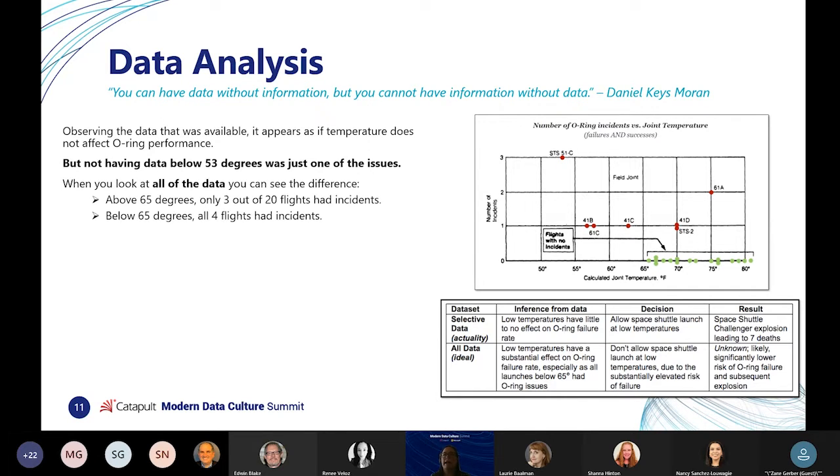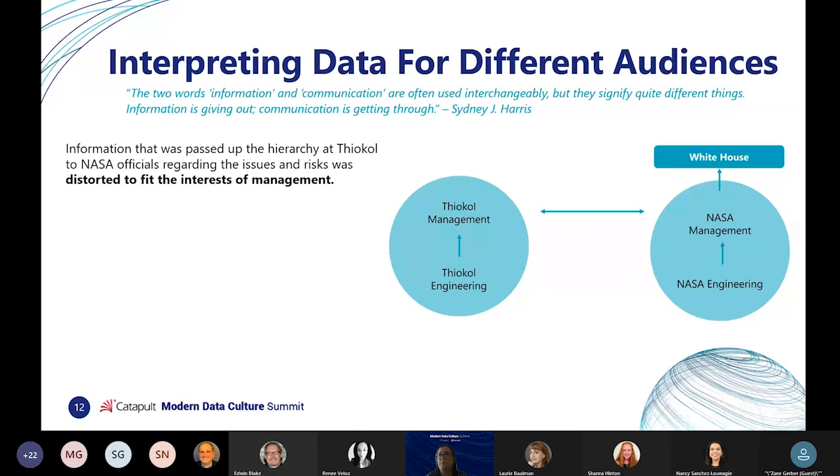So I kind of covered that. Above 65 degrees, only 3 flights out of 20 had incidents, and below 65 degrees, all 4 flights had incidents. So this is an example of how relying on a sample set of data can really contribute to disastrous results.